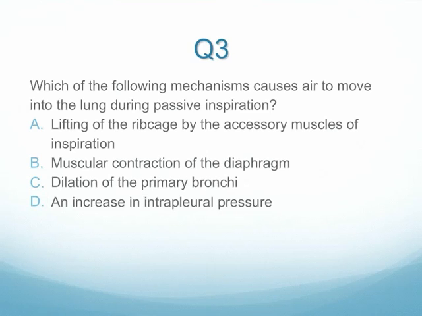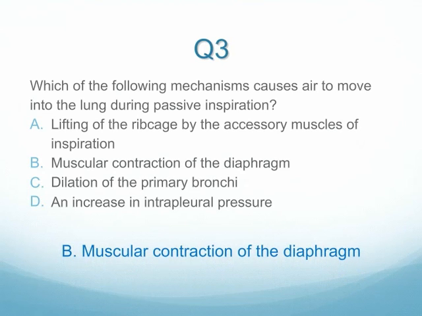Which of the following mechanisms causes air to move into the lung during passive inspiration? Is it A, lifting of the rib cage by the accessory muscles of inspiration, or B, muscular contraction of the diaphragm, or C, dilation of the primary bronchi, or D, an increase in intrapleural pressure? Our correct answer, of course, is B, muscular contraction of the diaphragm.